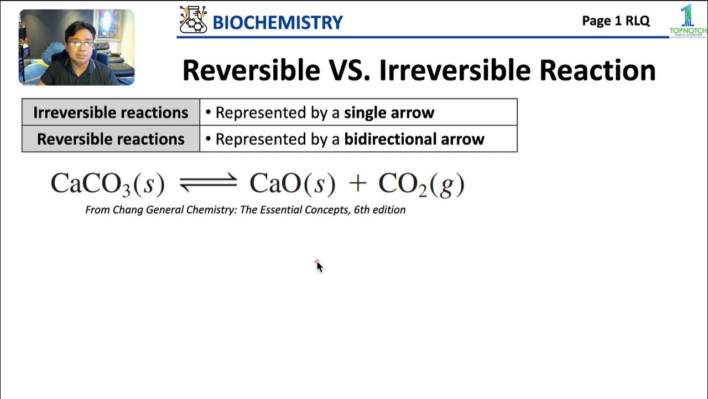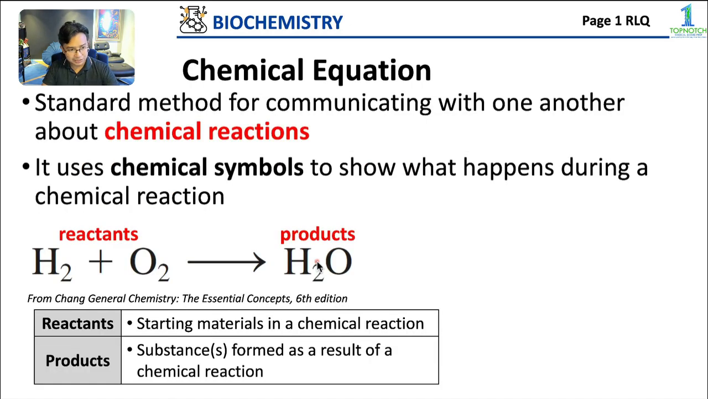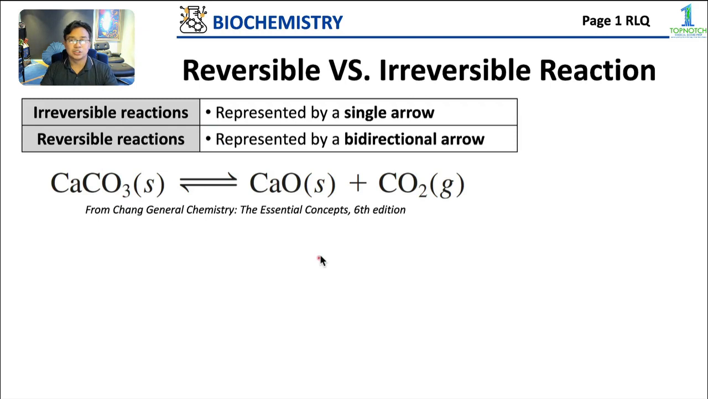Now, reactions can be classified based on reversibility. Reversibility means that you can convert the products of a reaction going back into its original reactants. So kanina, the previous equation represents an irreversible reaction because it only has one single arrow.